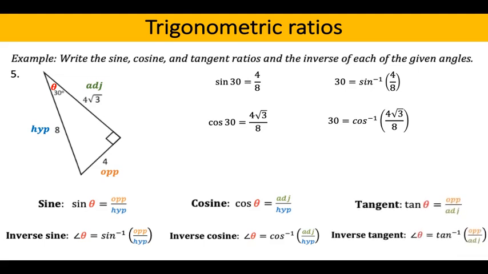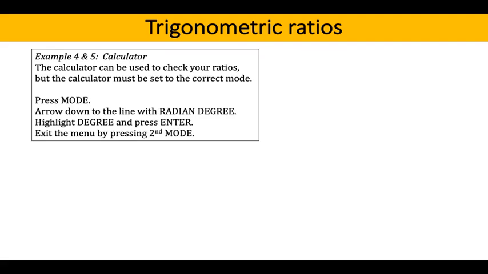And finally, now for tangent, TOA. So tangent is opposite over adjacent. We have tangent of 30 equals 4, which is our opposite side, over adjacent side, which is 4 square root of 3. And then do the inverse of that. So 30 equals inverse tangent of that same ratio. Again, notice we've just set up the ratios. We've not been solving anything. We're just learning how to set up each ratio. But we can check these in the calculator. So let's look at that.